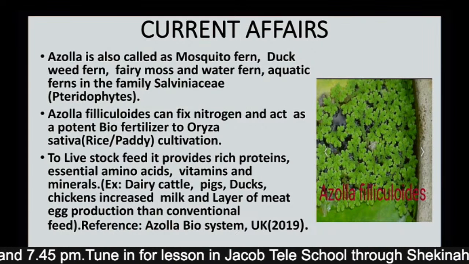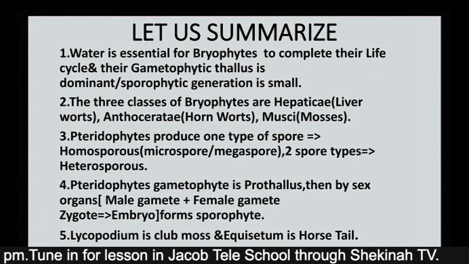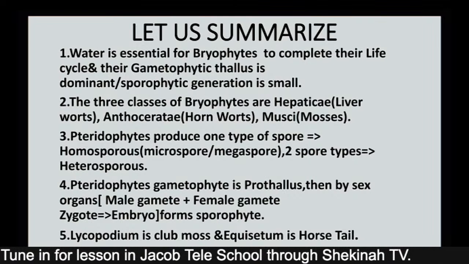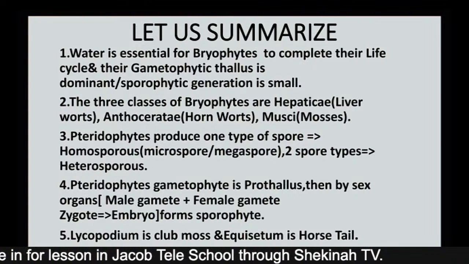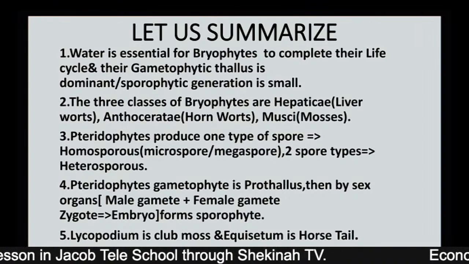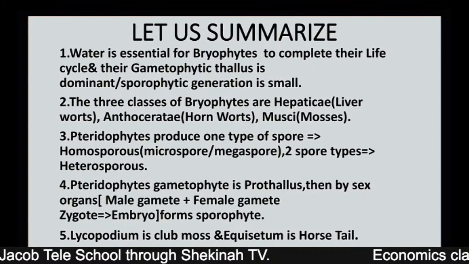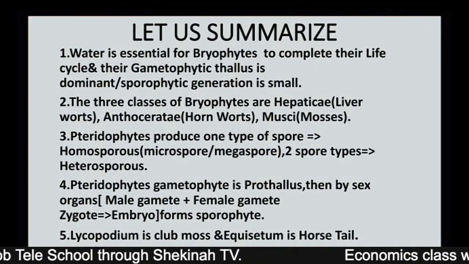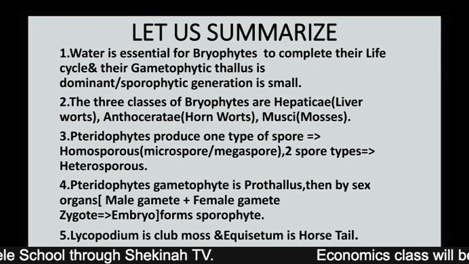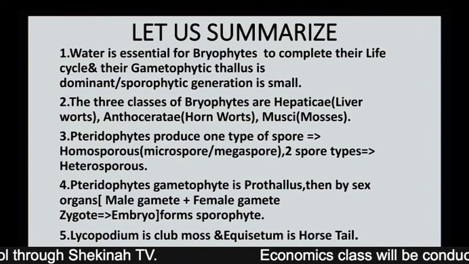In 2019 you can check on Google and find out the details. Next here we will summarize. Water is important for all the bryophytes to complete their life cycle, and the gametophyte is the plant body. The undifferentiated plant body is dominant in bryophytes, and the sporophyte, the spore producing organism, is small in nature. The three classes of bryophytes are Hepaticae, Anthocerotae and Musci.